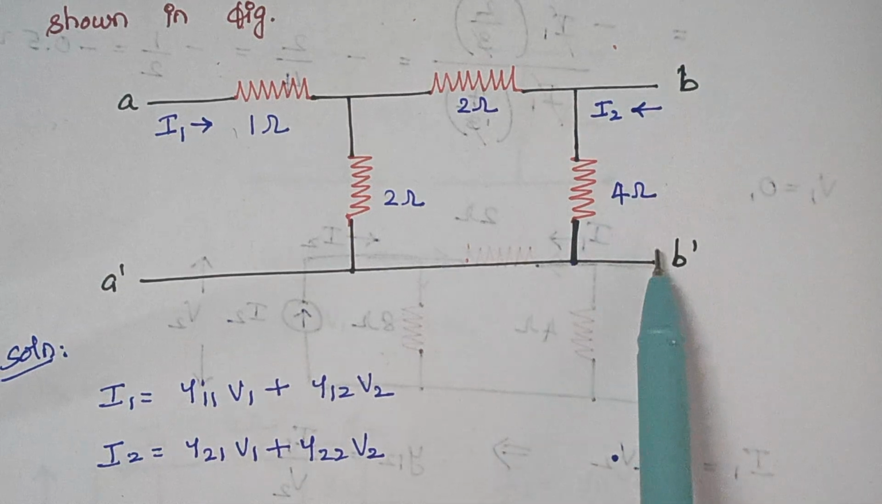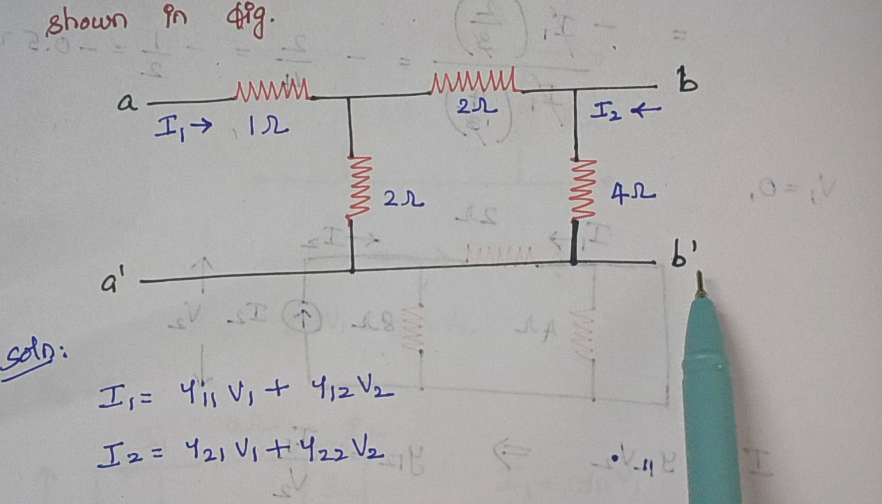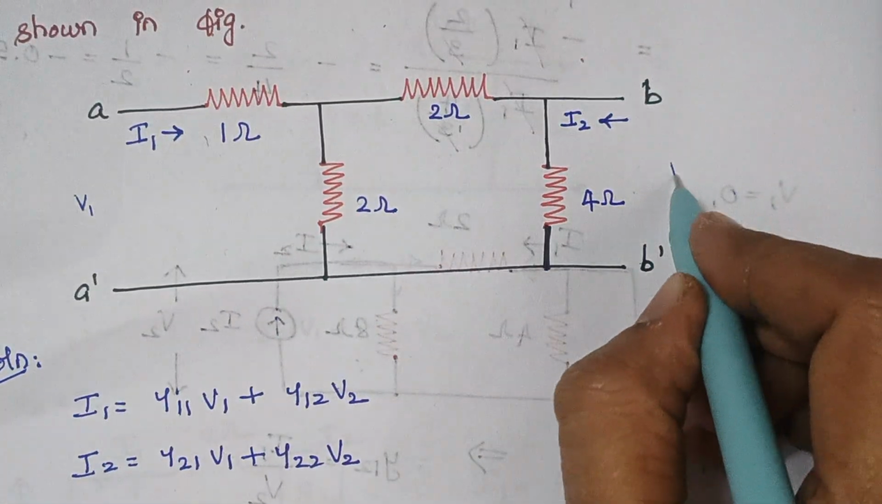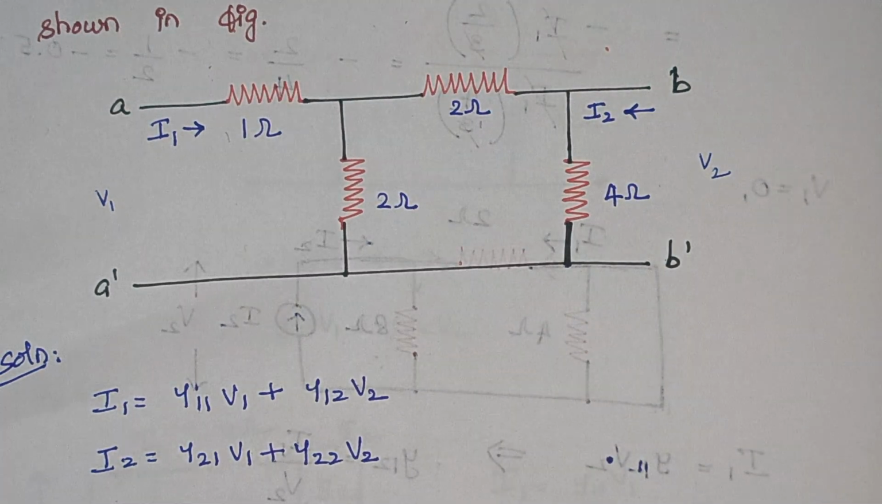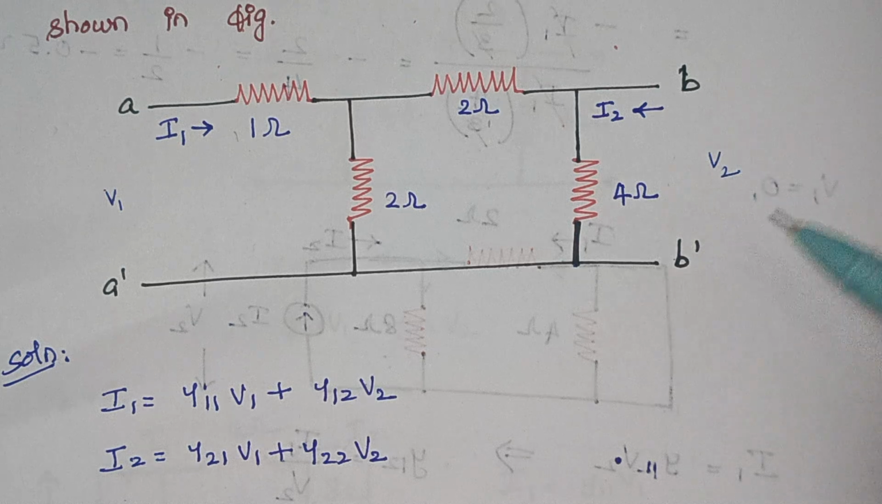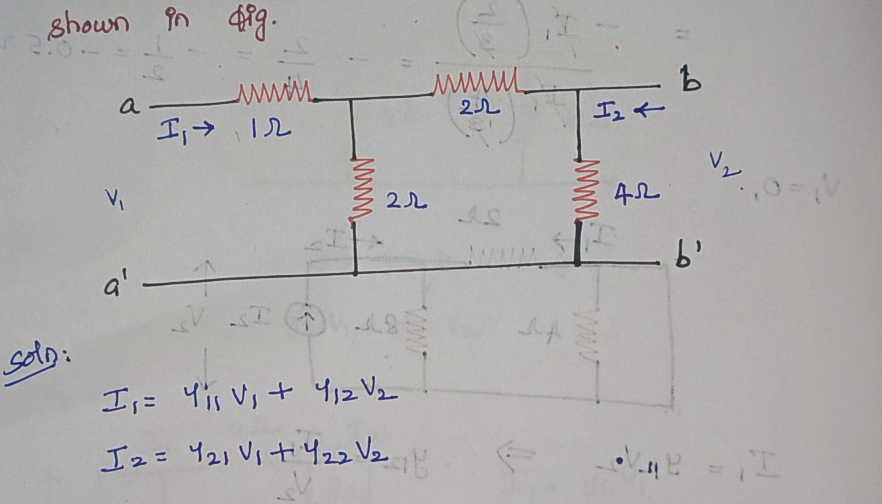Once this port is short circuited, what about the voltage existing there? The voltage will be 0. So let V1 be the voltage at the input port and V2 be the voltage at the output port. Now I have short circuited the output port, so automatically the value of V2 will be equal to 0.